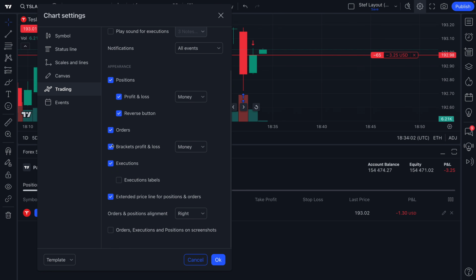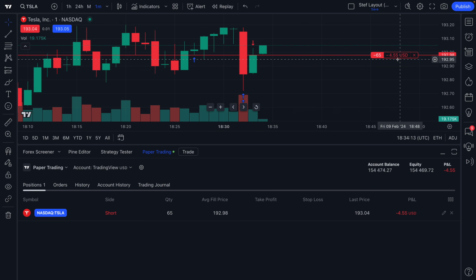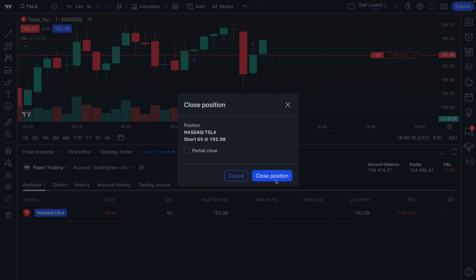And that's what all of these boxes are going to do when you have the trading tab here clicked. Really tons of customizations. Go dive in to learn exactly what works best for you. But of course, we are now down $4. Let's close this trade as well. That's another way you can close a position.